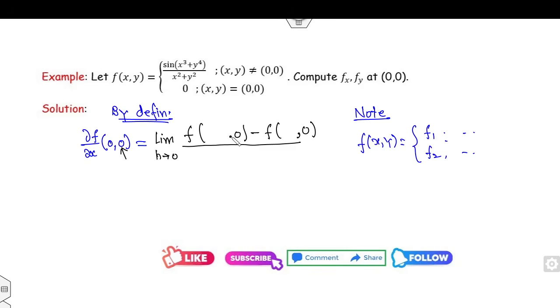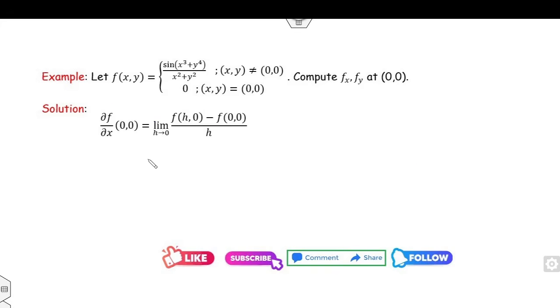Fine. Now you can vary the value of x. The initial value is 0, so it is 0 plus h and 0, divided by the difference. That will be f(h, 0) minus f(0, 0). Now you can substitute the value. What is the value of f(h, 0)? I can substitute this value as sin h cube plus 0, divided by h square. Whenever x and y are 0, 0, the function is 0, divided by h. So I can say this is h cube.